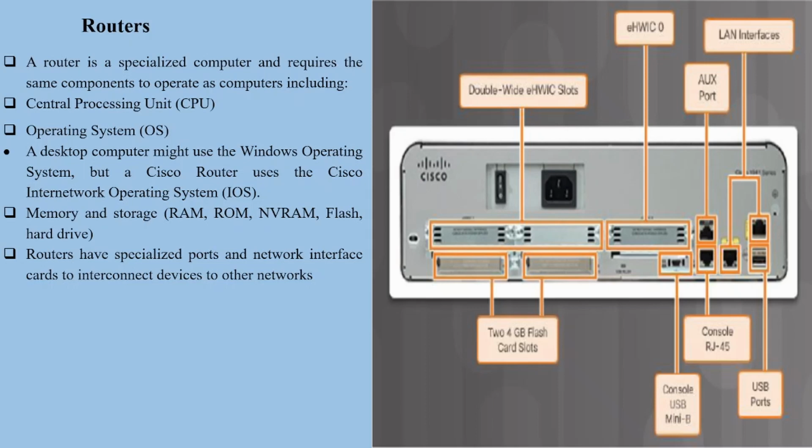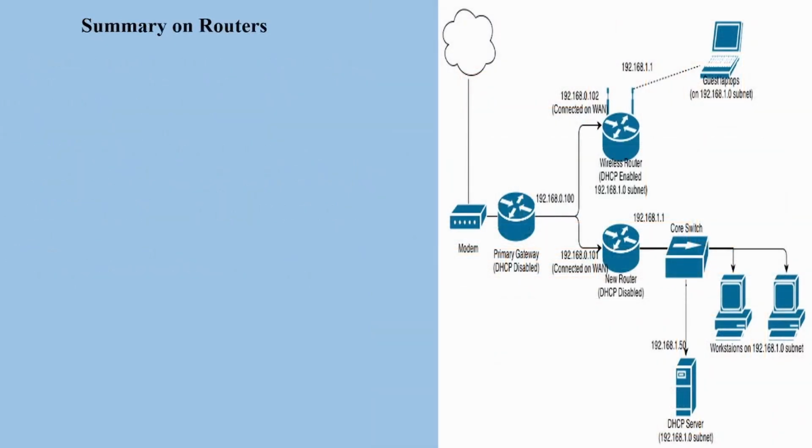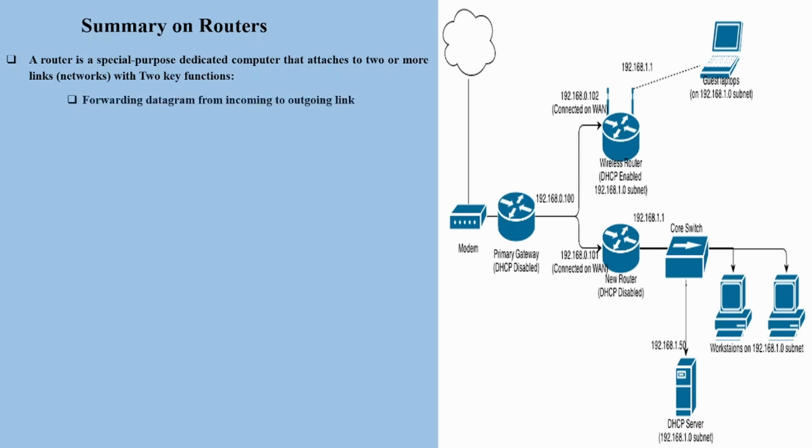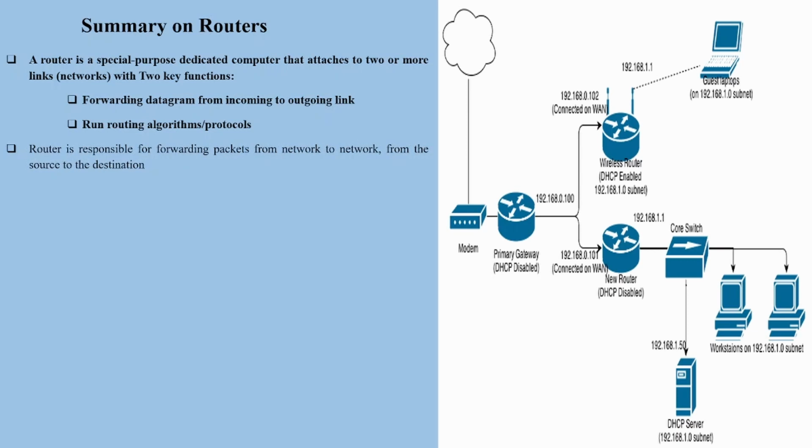So in a nutshell, a router is a special purpose dedicated computer that attaches to two or more links or networks with two key functions. The first one, as you can remember from the session, is forwarding datagrams from incoming to outgoing link, and the second one is running routing algorithms or routing protocols. A router is responsible for forwarding packets from network to network, from the source to the destination.